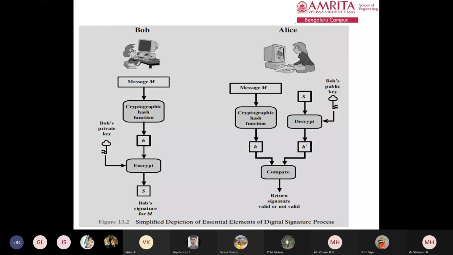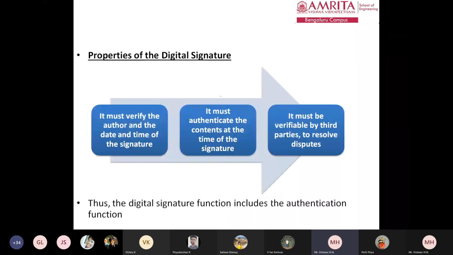Okay, then properties of digital signature. It must verify the author and the date and time of the signature. It must authenticate the contents at the time of signature. It must be verifiable by third parties to resolve disputes. Thus, the digital signature function includes the authentication function.